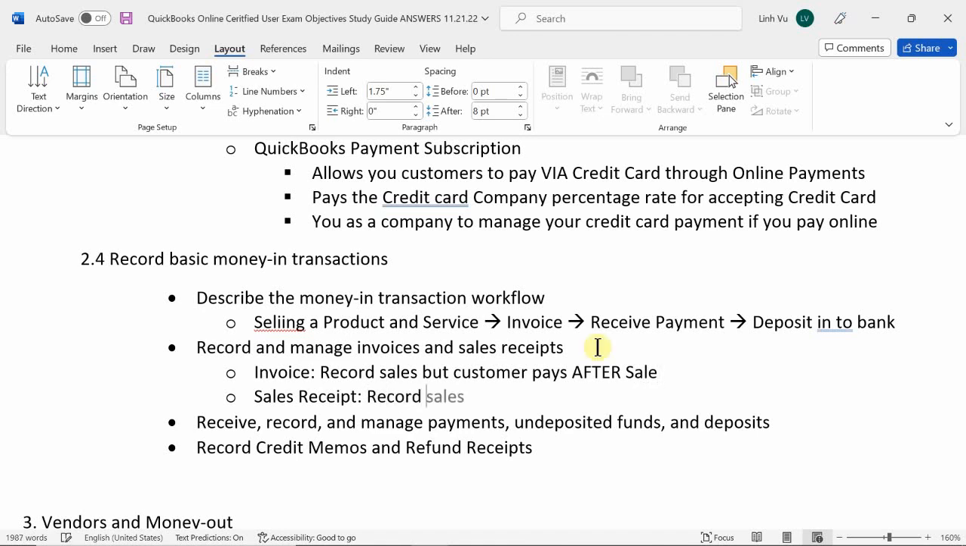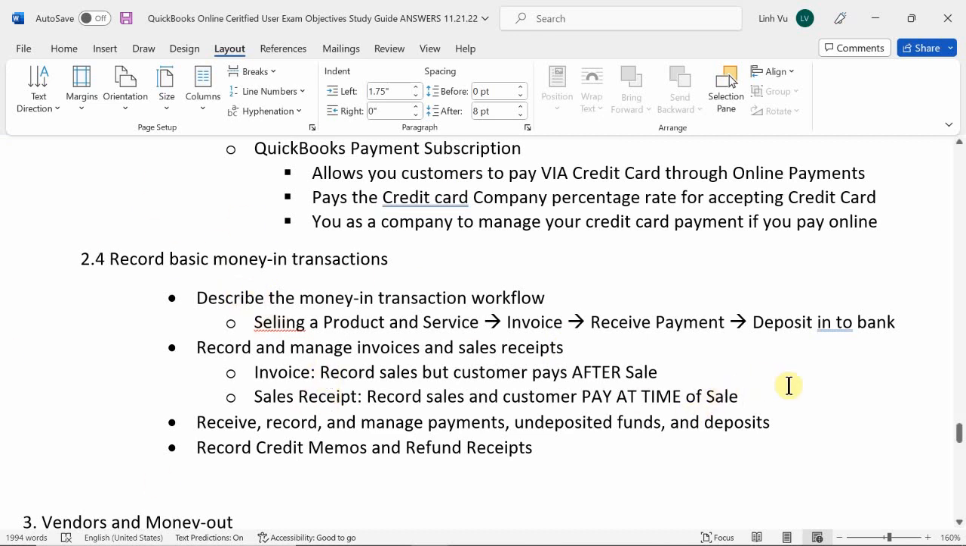The sales receipt is the actual purchase of product or service. That's your proof that you paid for it. Not you, but the customer. Yes. So you record sales and the customer pays at the time of sale. Okay, so that's the difference. One of them, you're billing your customer. The other one, you are receiving the money right then and there. So that is the difference between the two.